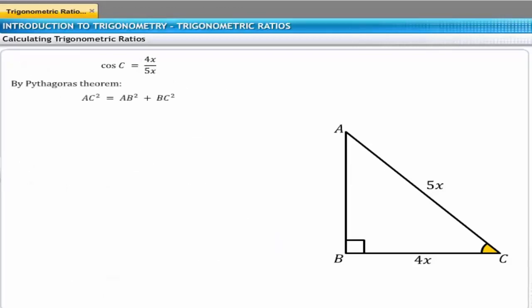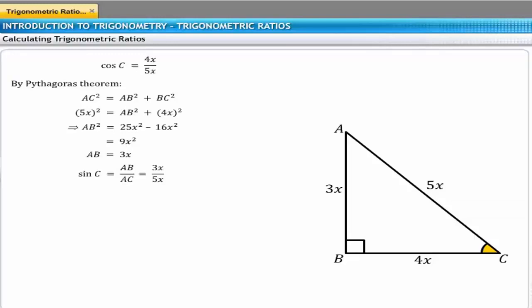Now, using Pythagoras' theorem, we can find the length AB. Putting in the values and simplifying, we find AB is equal to 3x. Since we know the values of all the three sides of triangle ABC, we can calculate all other trigonometric ratios. For example, sin C is equal to 3x upon 5x, or 3 by 5. Similarly, tan C is equal to 3x upon 4x, or 3 by 4.